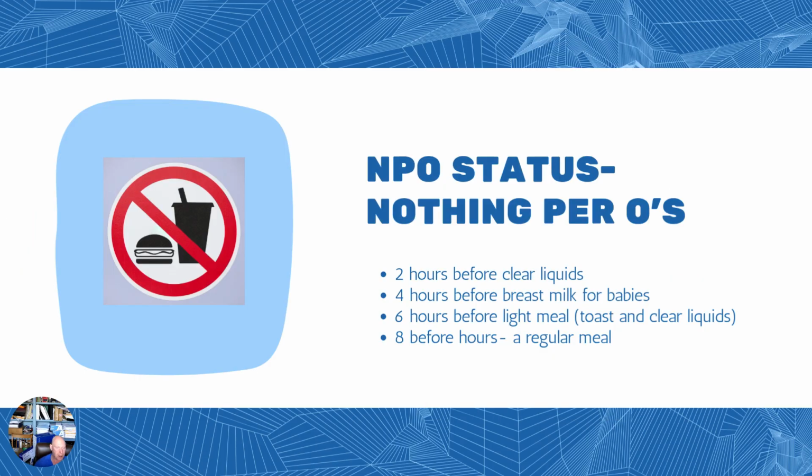NPO status, nothing per os. For clear liquids, we do 2 hours before a case. For babies that are breastfeeding, we do 4 hours. If cases are done later in the day, we'll have patients not eat or drink anything for 6 hours, and we'll tell them to have clear liquids with toast. And then we will see them in the afternoon. When patients are having procedures in the morning, usually we tell them 8 hours.